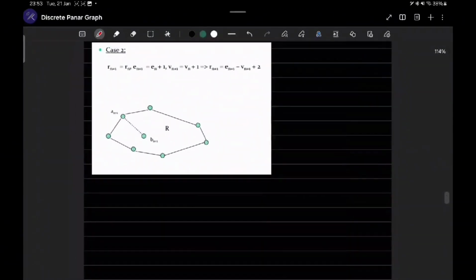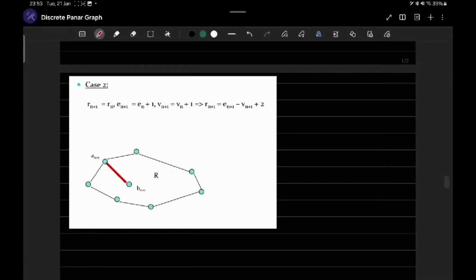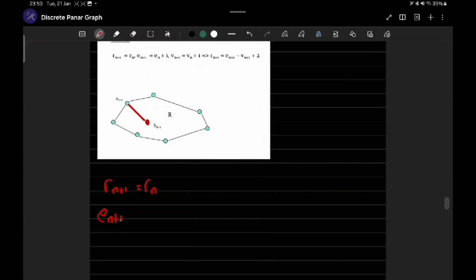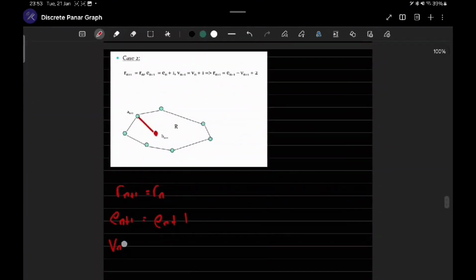Then for case 2, we see here the number of edges increases, the number of regions remains the same, but the number of vertices increases by 1. So we just repeat the same thing. Rn plus 1 equals Rn because the number of regions remains the same. En plus 1 equals En plus 1, the number of edges increases. Vn plus 1 equals Vn plus 1 because the number of vertices increases by 1.